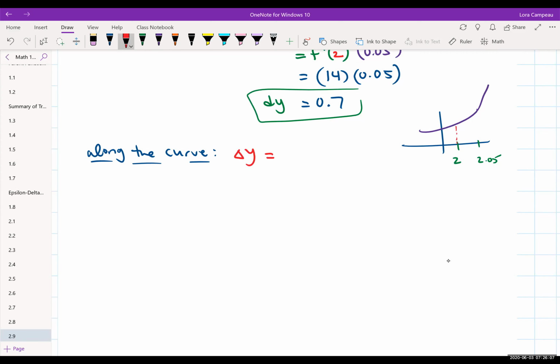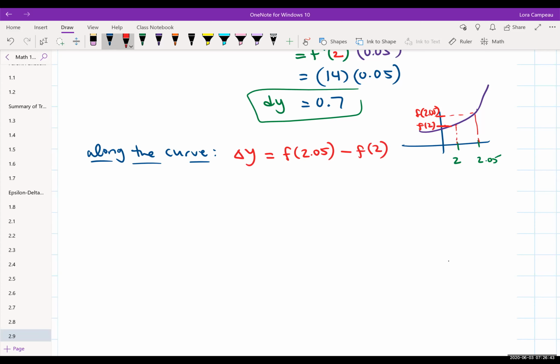You can figure out what's happening on the y-axis, f of 2, and what's happening a little bit over on the y-axis when you calculate that function. So, differences of the y's, remember slope? So differences of the y's. We have the f of 2.05 and f of 2.